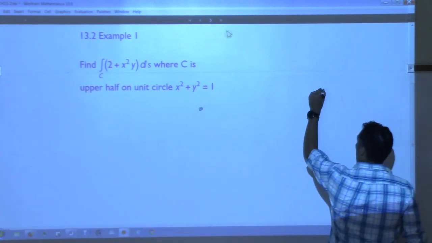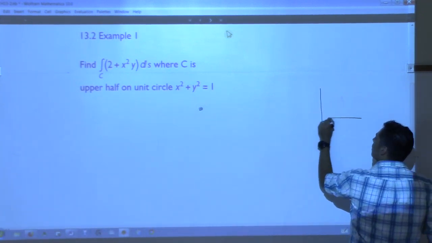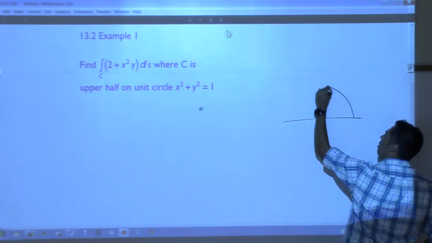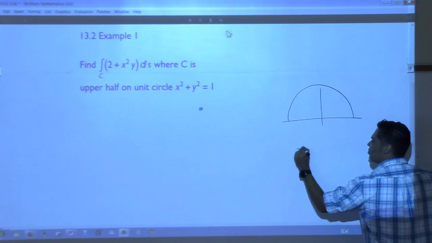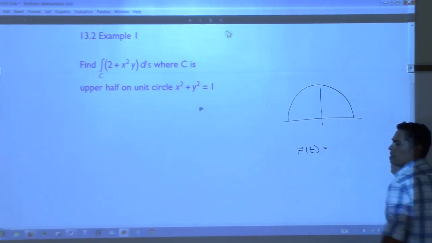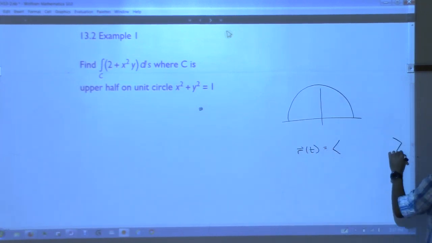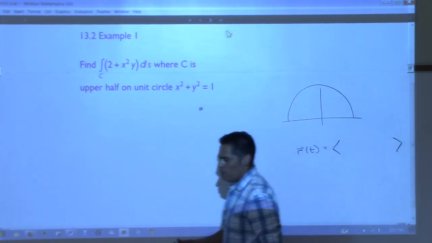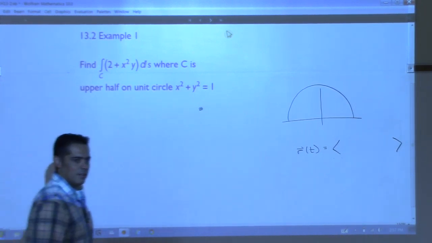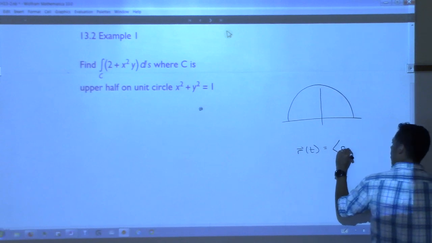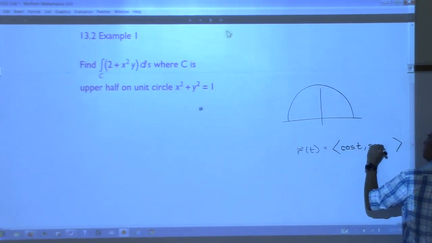So what does C look like? C is the upper half of the unit circle. Okay, so we need to draw that curve with some vector function r of t, some two-dimensional vector function that draws that. And this is going back on what we've done in this class. There should be something in your brain that clicks here. How do you draw circles? Cosine and sine, right?